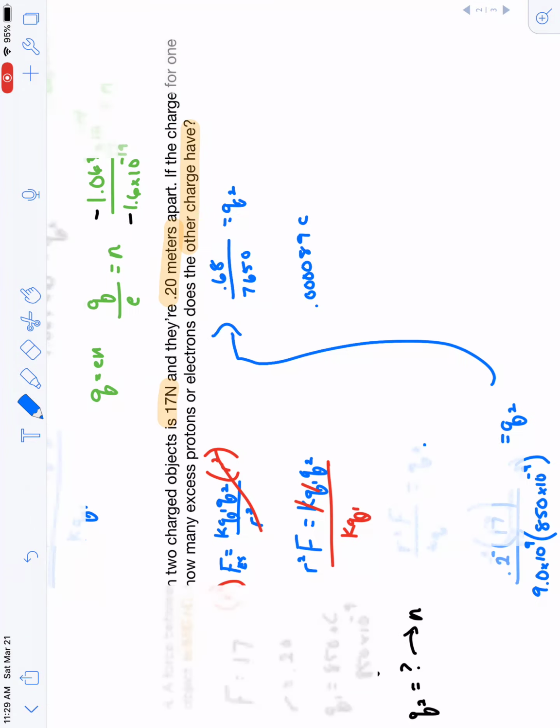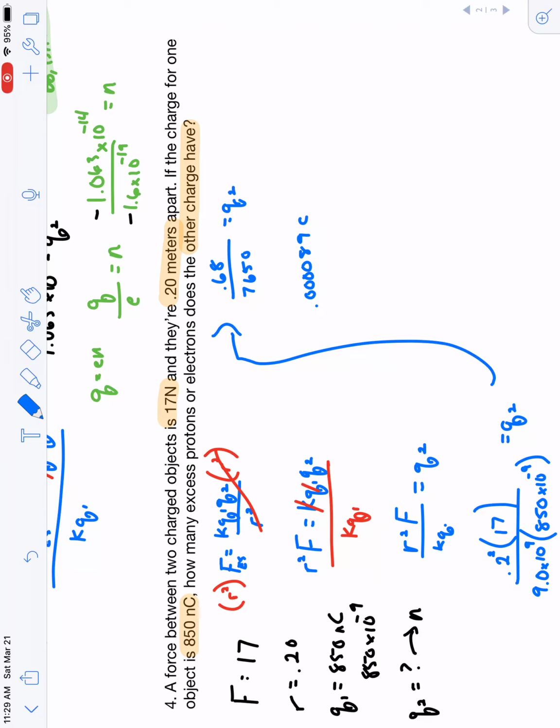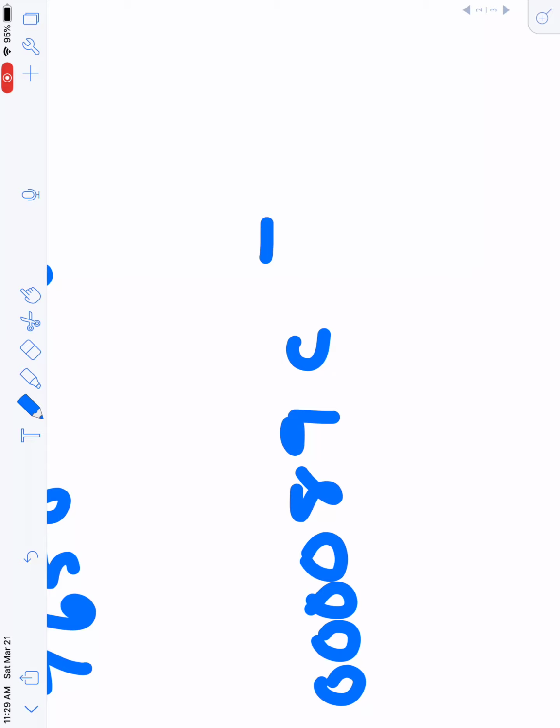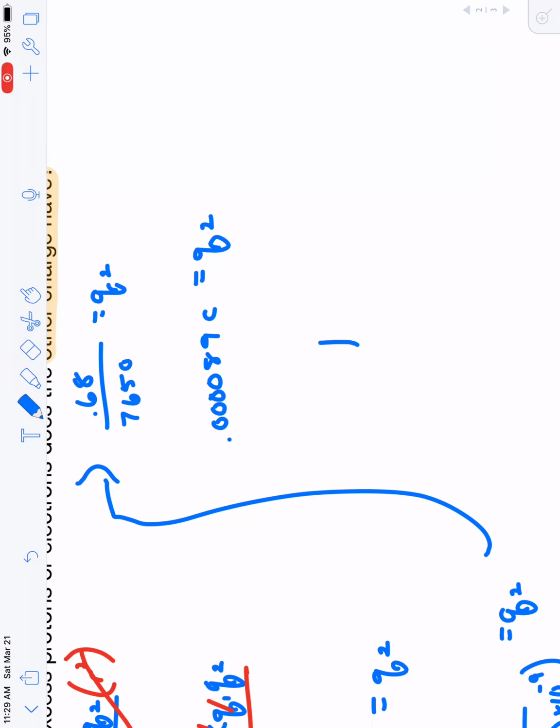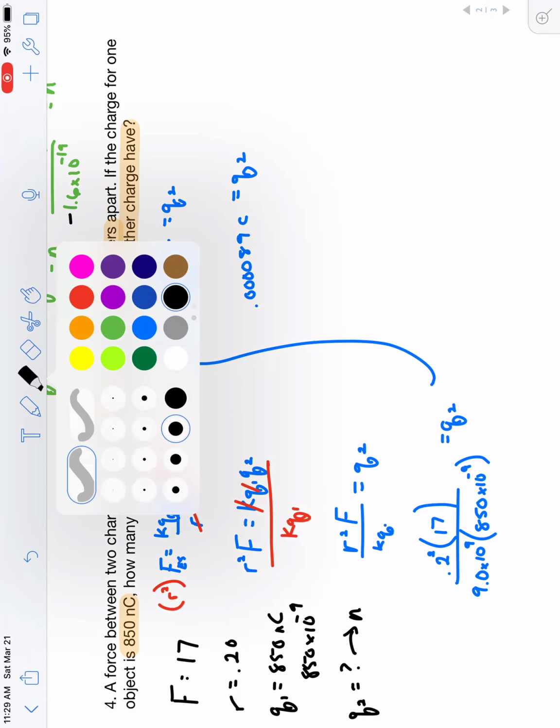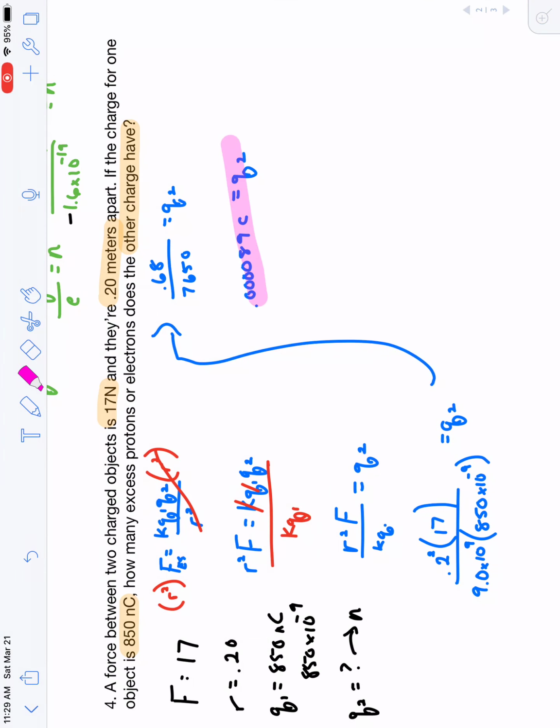Okay, so we have a charge of 0.000089 coulombs for charge 2. Charge 2 is significantly bigger than charge 1. All right, we got our first part. I'll highlight that in pink. We got our first part completed. We have found the charge that's on Q2.